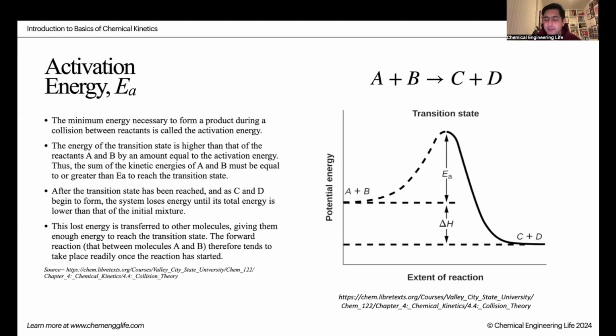And if you were to plot that in a curve, it would look somewhat like what you see on the right. So for the reaction of A plus B equals C plus D, you have your A and B. The sum of the kinetic energy of A and B would have to be equal to the activation energy of the reaction. And as soon as you have A particles and B particles hitting each other, the sum of the kinetic energies of A and B takes them up to the transition state.